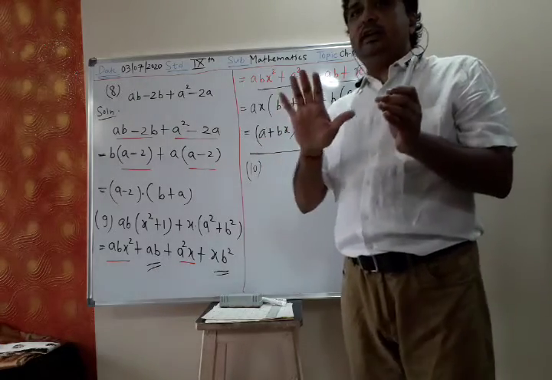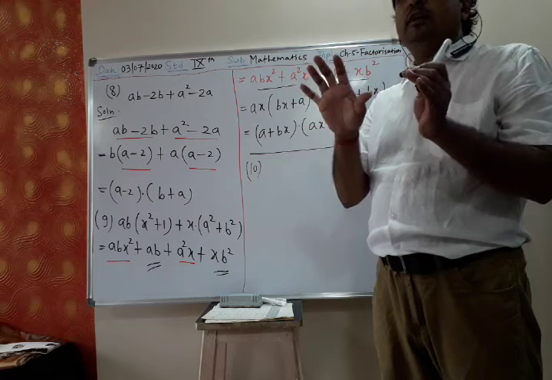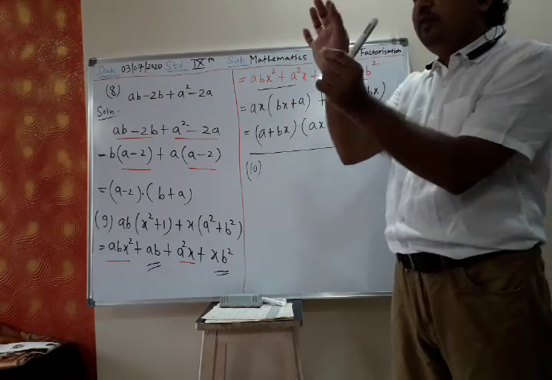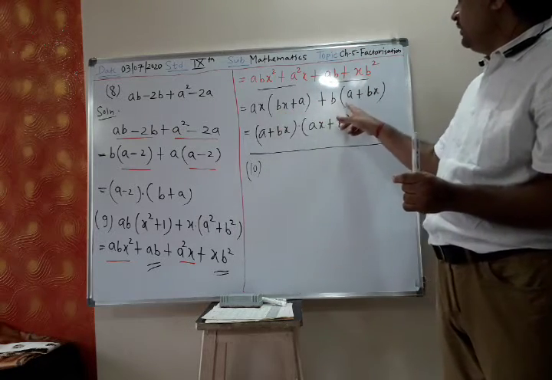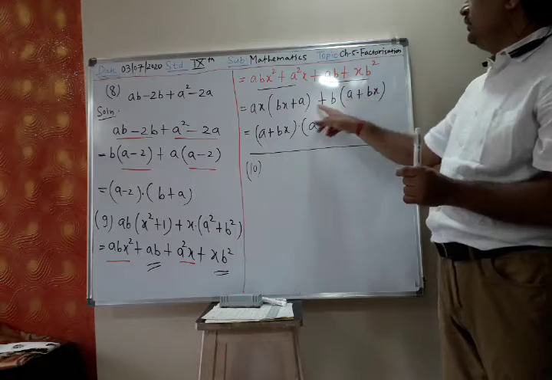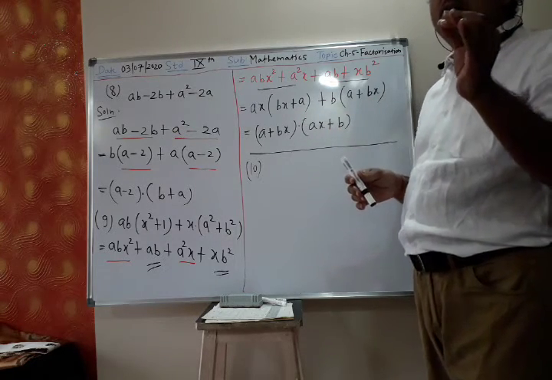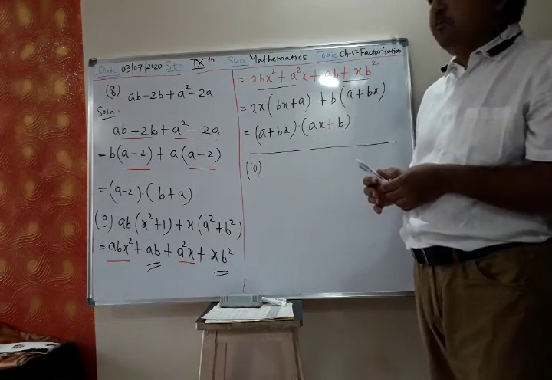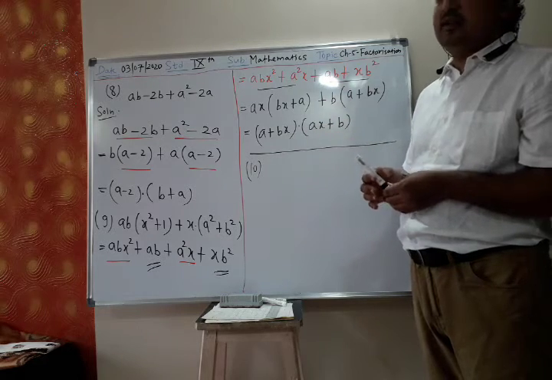See, you can take first and fourth, first and third, any terms you can take together by observation. What is important? There should be a common factor in the first and second term. Now this is the common factor. Then you will get the common factor. That means your grouping is correct. If you are not getting any common factor, that means the grouping is not correct.